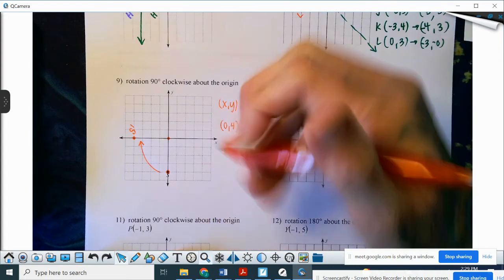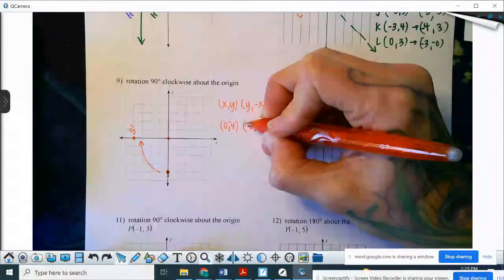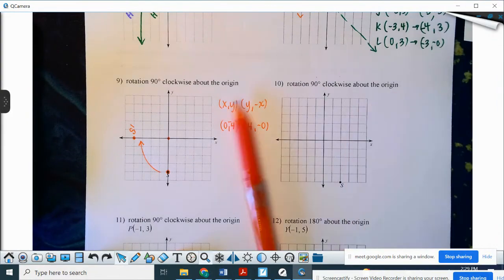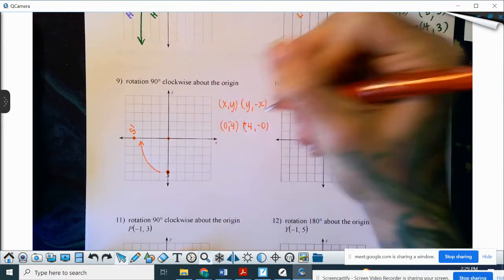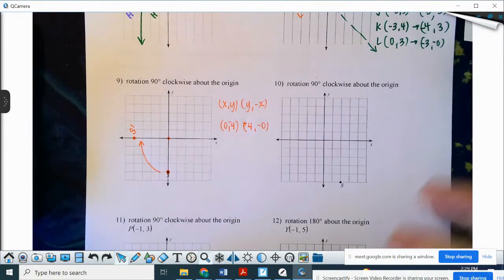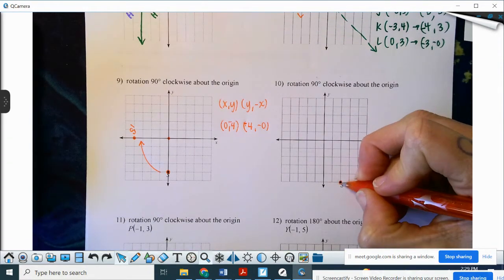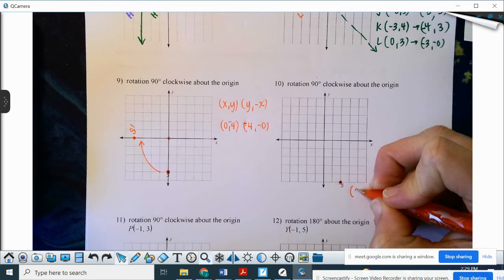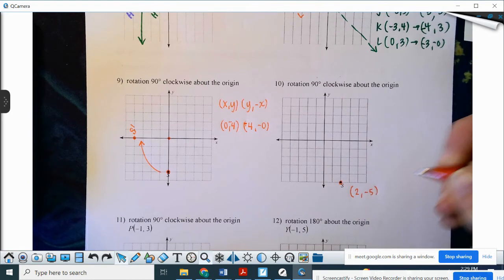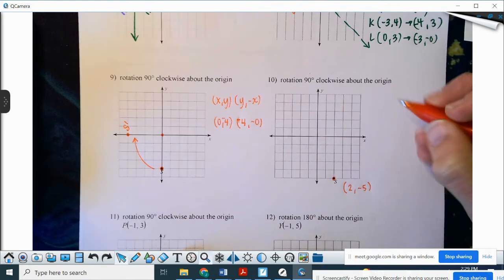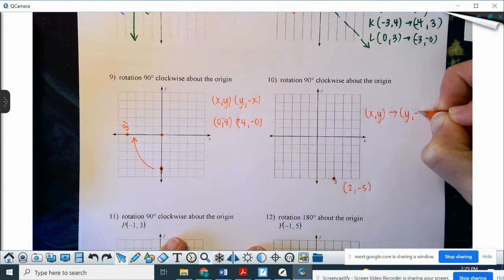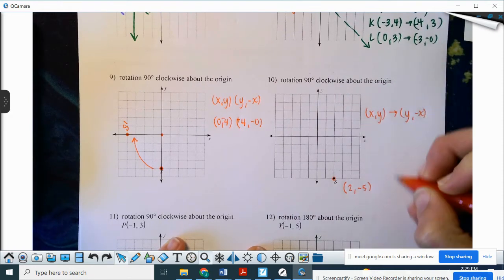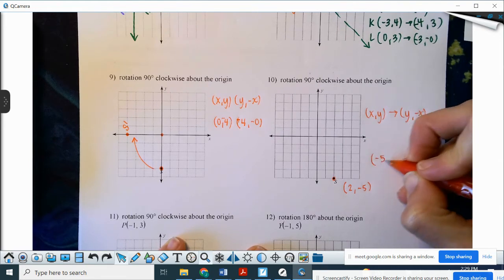Oh, negative 4. That's why. So it's negative 4, 0. Our rule was right. So negative 4, 0. S is 2, negative 5. 90 degrees clockwise again, so that's x, y, whatever it is, turns into y, negative x. So we're going to flip negative 5, negative 2.